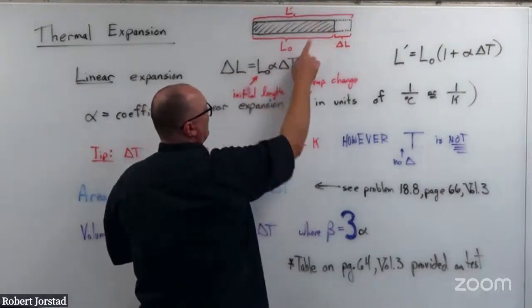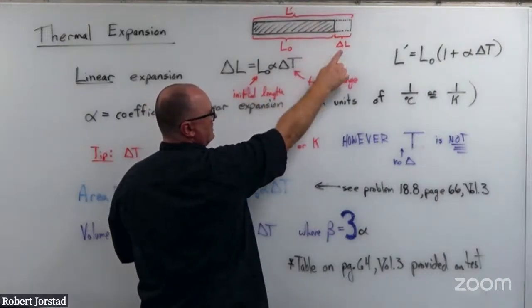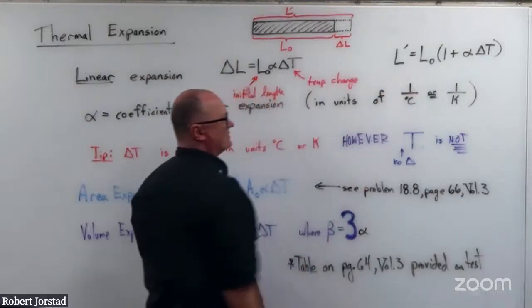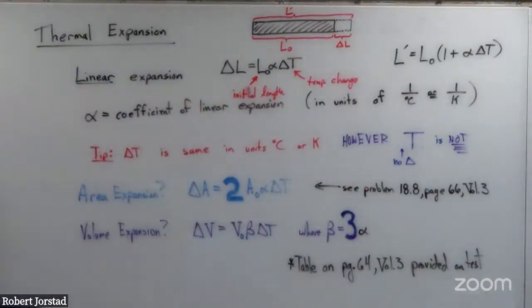All right. Now, sometimes this is rewritten as L prime is the total length. Obviously, the total length should be the original length plus the change, and then you can factor out the original length. So those are the two common ways to write that.